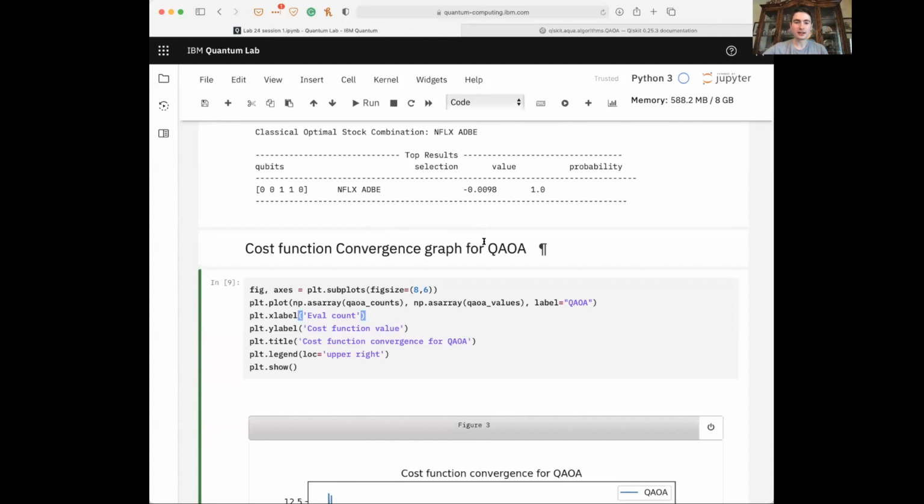Okay, so I'll take just a 30-second break, and then we'll come back into optional content.